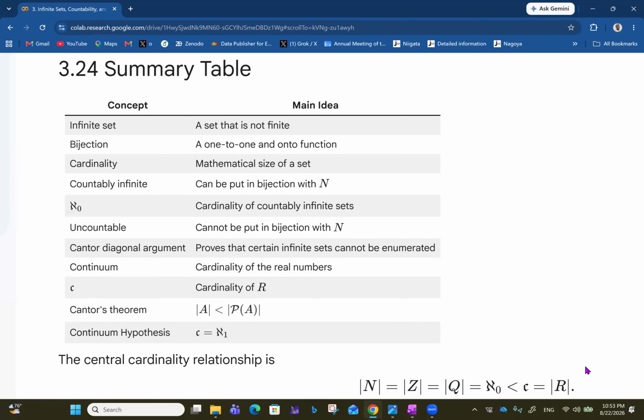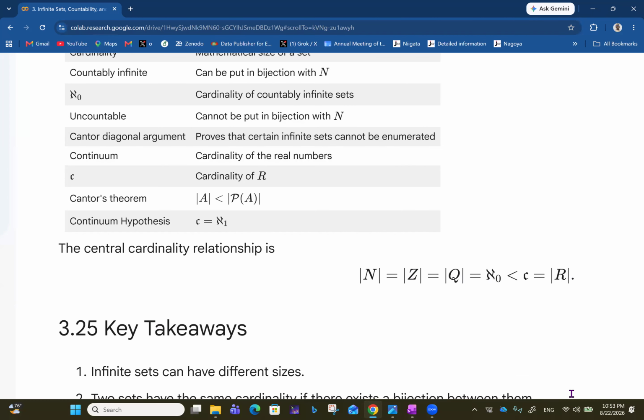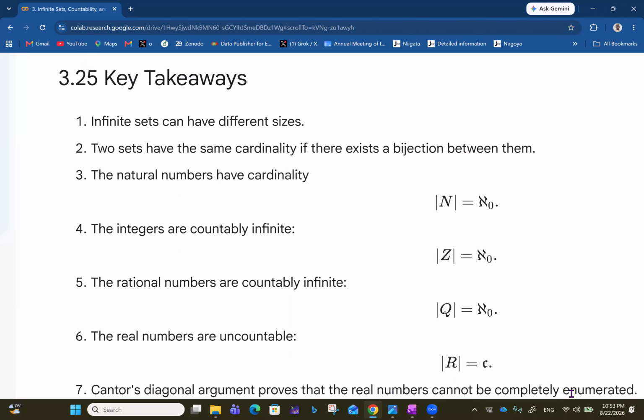So the central cardinality relationship again is: the cardinality of the natural numbers is equal to the cardinality of the integers, which is equal to the cardinality of the rational numbers, which is equal to aleph zero, which is less than the continuum cardinality, the cardinality of the real numbers. So our key takeaways are these: infinite sets can have different sizes. They can both be infinite, but their sizes can be different. Two sets have the same cardinality if there exists a bijection between them. The natural numbers have cardinality aleph zero. Integers are countably infinite, like the natural numbers, with cardinality aleph zero. Rational numbers are countably infinite with cardinality aleph zero. The real numbers are uncountable with continuum cardinality C.